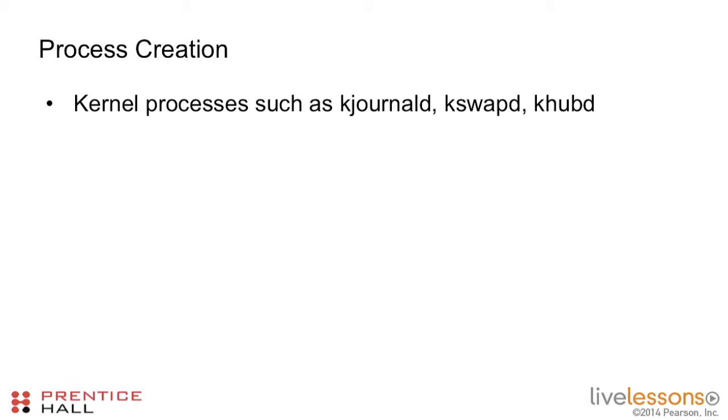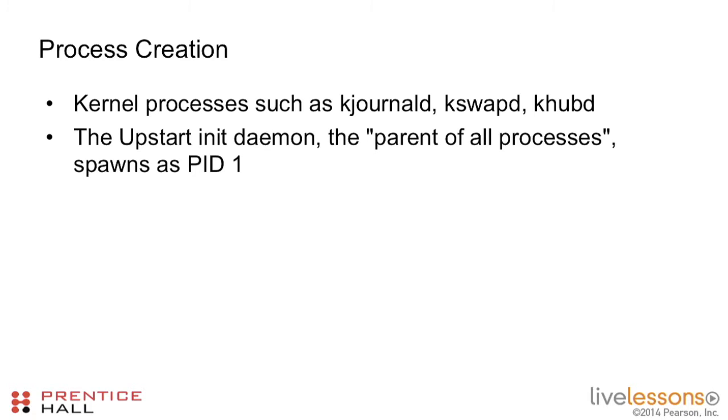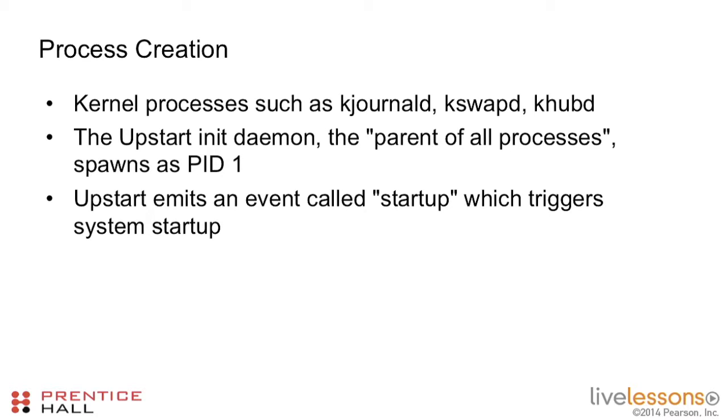Next, the kernel creates some important processes that it uses internally. Things like you'll see in the process list kjournald, kswapd, and khubd. All of these processes start with a K. Next, the init daemon, and most recently upstart as a replacement for the init daemon, is the parent of all processes. It's spawned by the kernel with the process identifier 1. From there, the upstart init daemon can start up all the other processes on the system. It emits an event called startup, which then begins the system startup process.